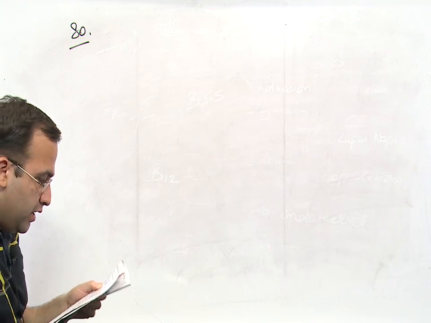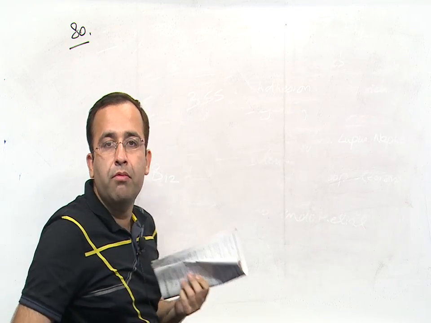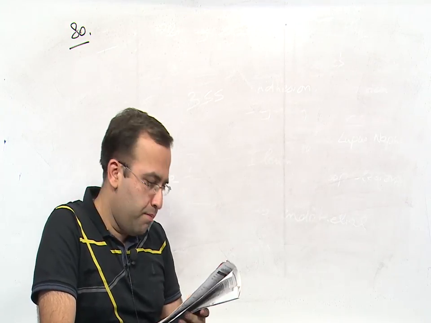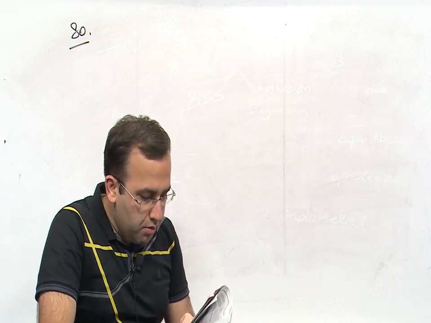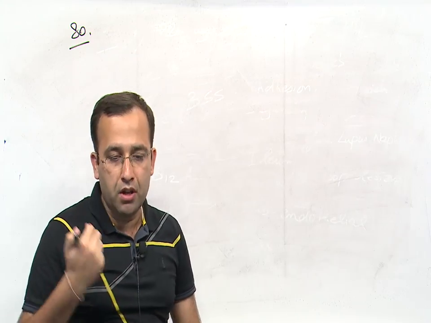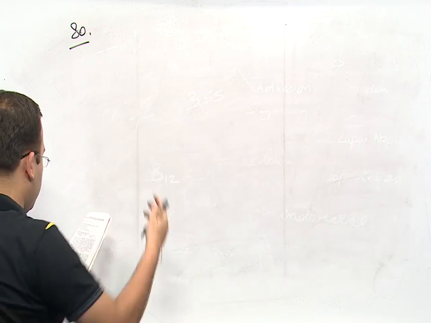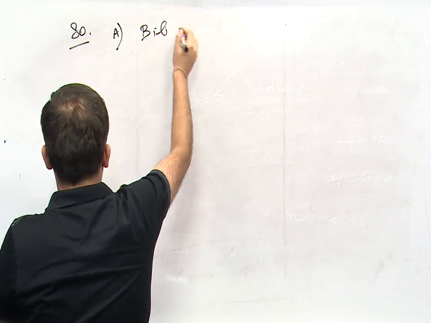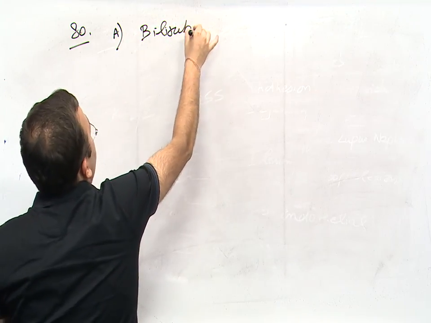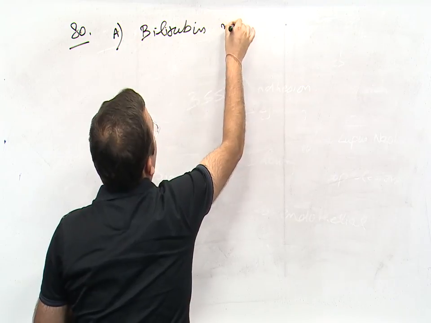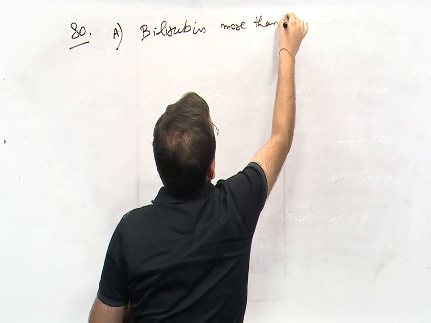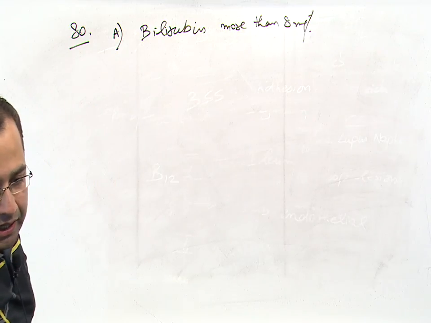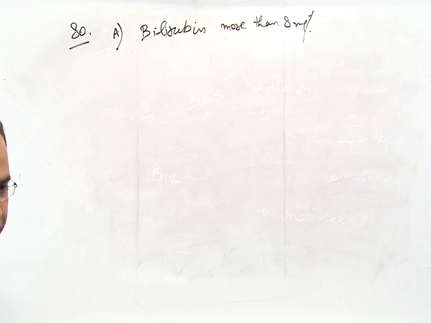Not seen in Reye syndrome. Reye syndrome, we have seen it in the previous question. It was fatty liver with hepatoencephalopathy, but it is associated with hypoglycemia, with seizures. But the point to be noted is bilirubin. It is not more than 8 milligrams. So the answer is bilirubin more than 8 milligram percent. This is not seen in Reye syndrome.